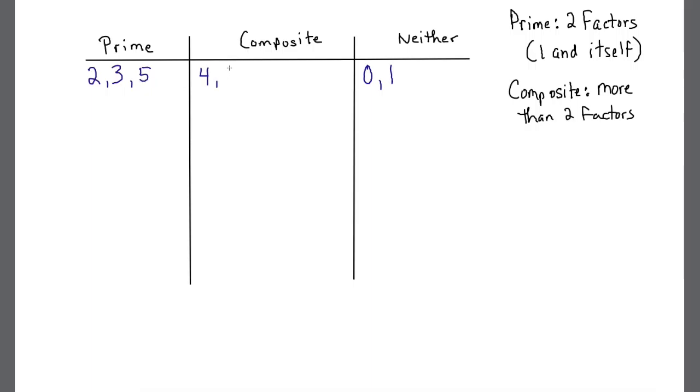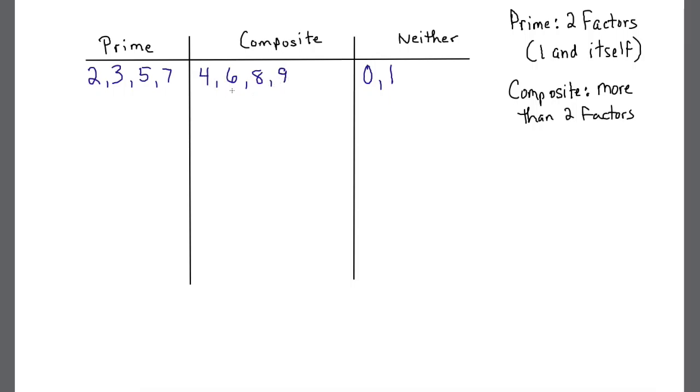6 is composite because we have 1, 2, 3, and 6. 7 is another prime. We'll have 1 and 7. 8 is composite because we have 1, 2, 4, and 8. 9 is going to be composite because we have 1, 3, and 9. Now, I'm going to stop right there.